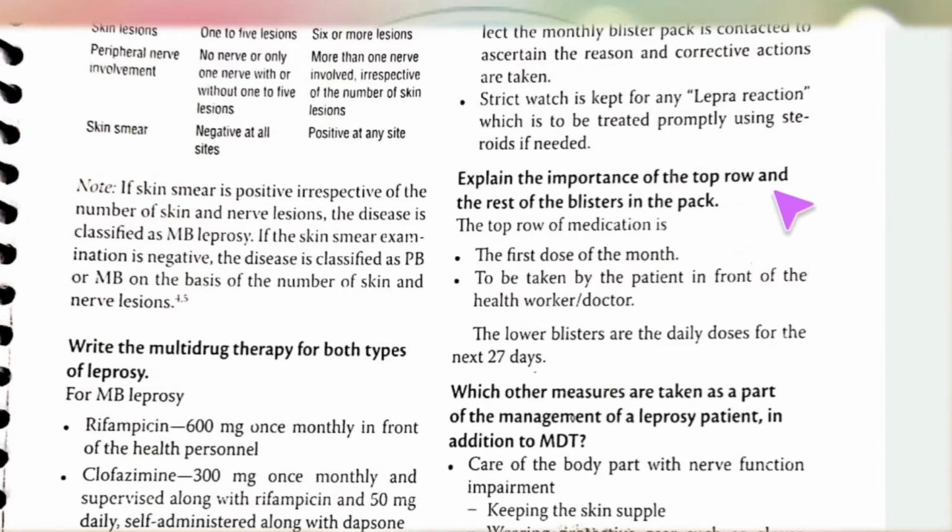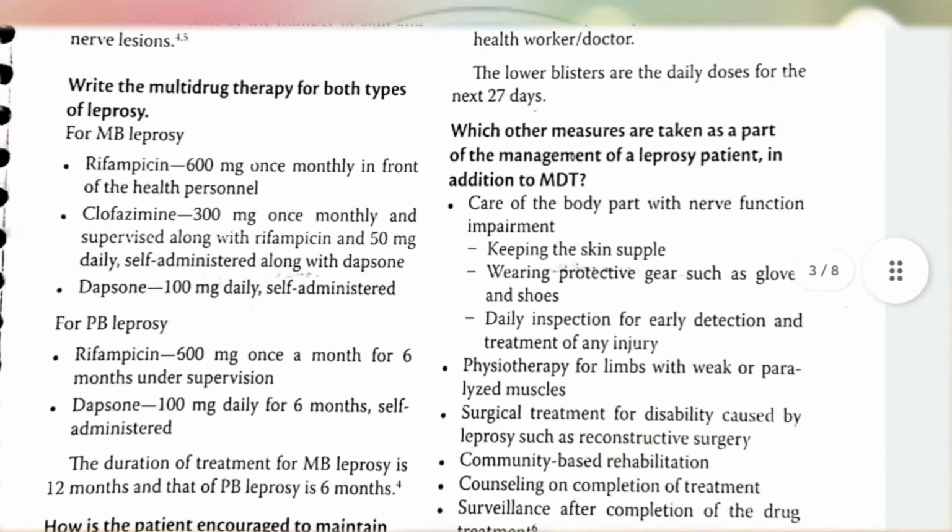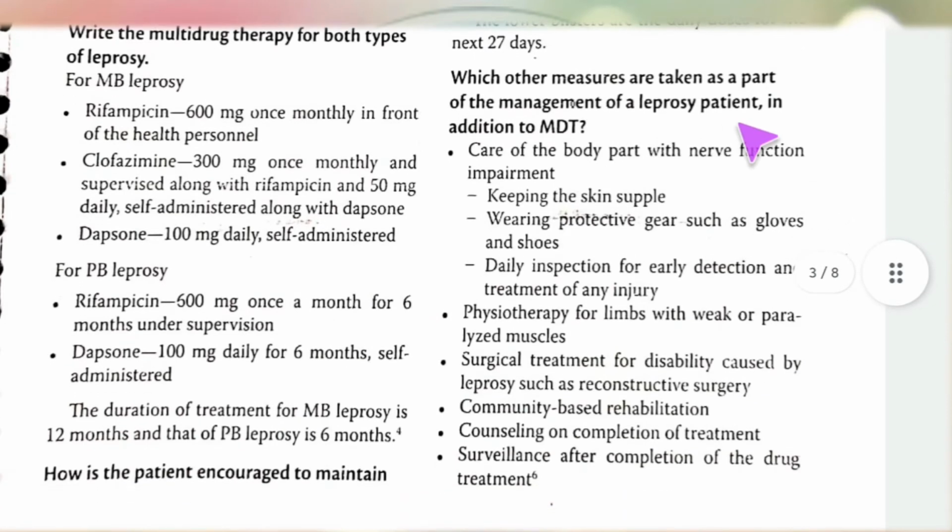Explain the importance of the top row and the rest of the blisters in the pack. The top row of medication is the first dose of the month, to be taken by the patient in front of the health worker or the doctor. Lower blisters are the daily doses for the next 27 days, because the patient is going to return again after 28 days. Which other measures are taken as a part of management of a leprosy patient in addition to MDT?